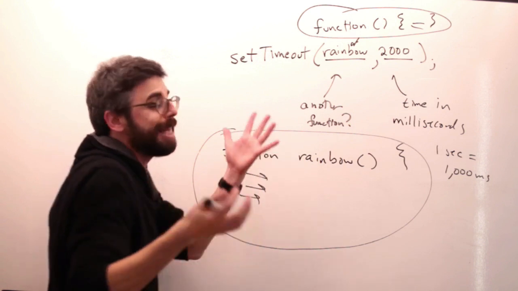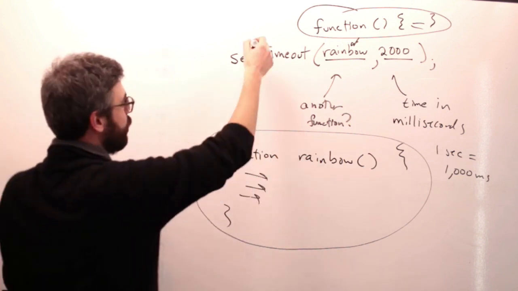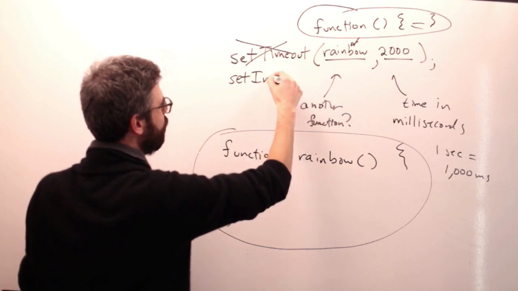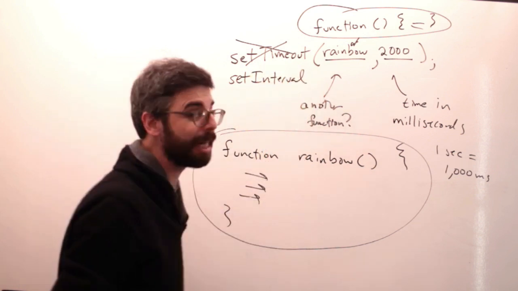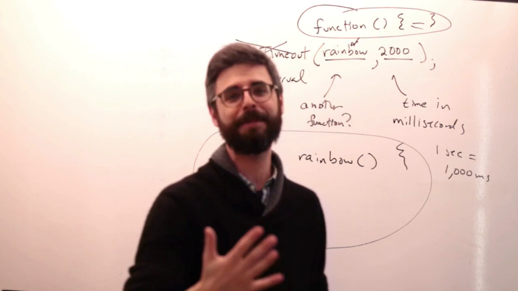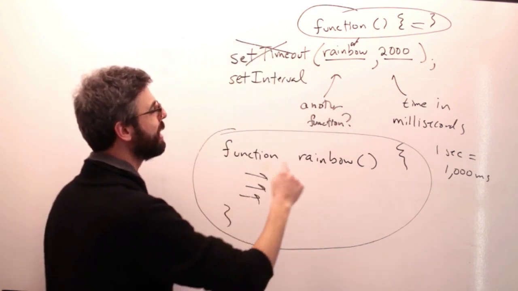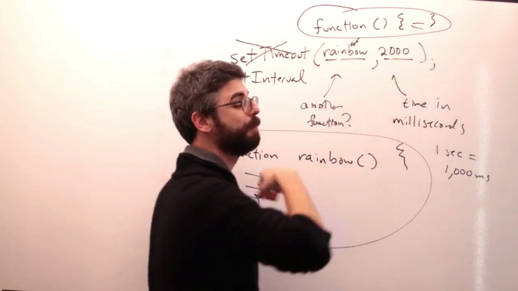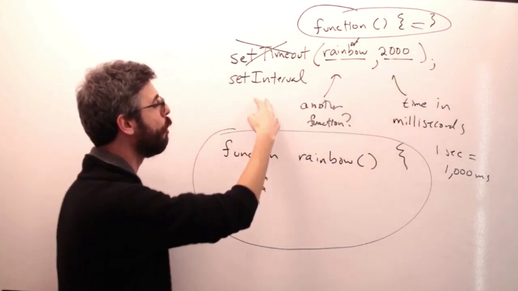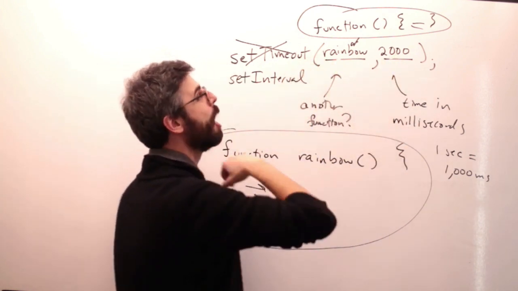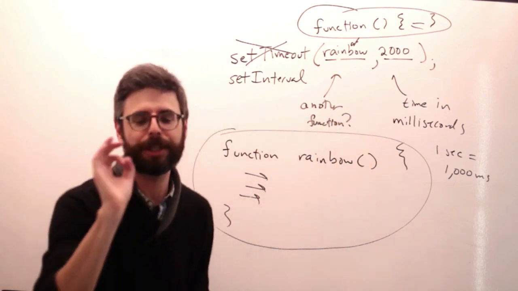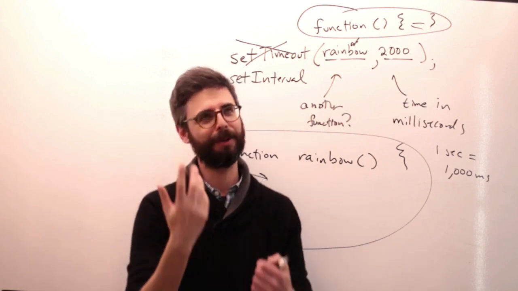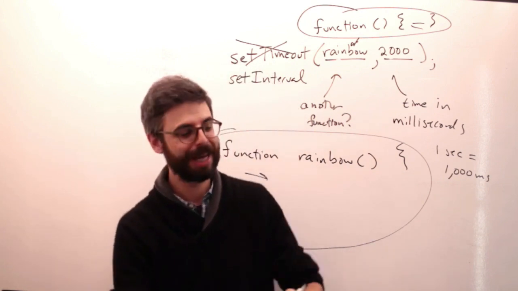So the easy thing here is that, okay, you learned setTimeout, so why don't you learn setInterval now. setInterval is basically exactly the same thing. The difference is, instead of executing rainbow once and only once, 2,000 milliseconds later, setInterval will execute the rainbow function over and over again every 2 seconds. Rainbow, 1, 2, rainbow, 1, 2, rainbow, 1, 2, that sort of thing.